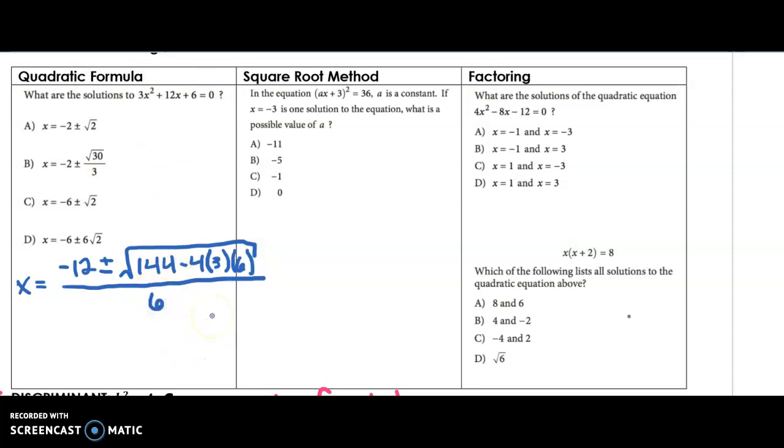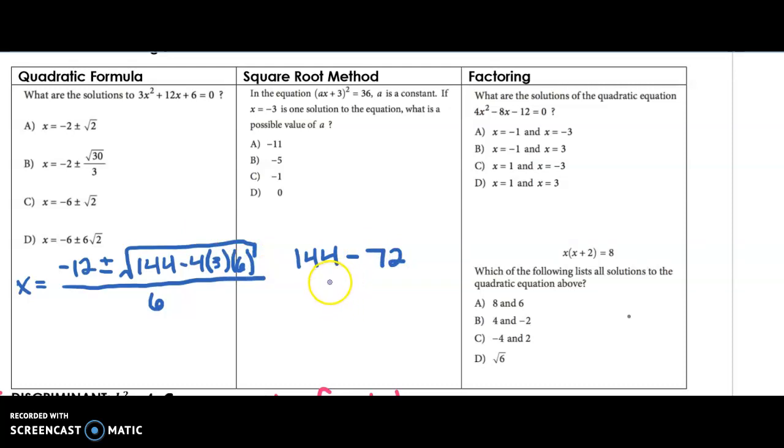All right, again, this is going to be a question that you don't necessarily have a calculator on, and so we need to do some mental math. And so if I'm looking inside of my radical, I have 144, minus 4 times 3, so minus 12 times 6. Let's see, 12, 24, 36, 48, 60, 72. So 144 minus 72.